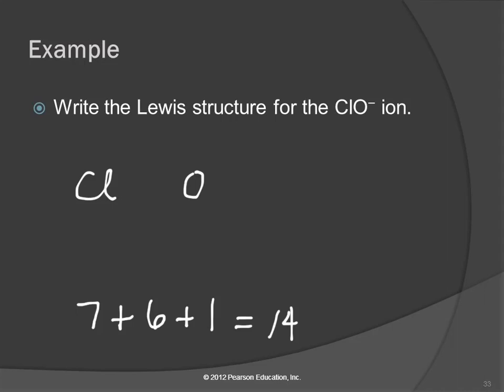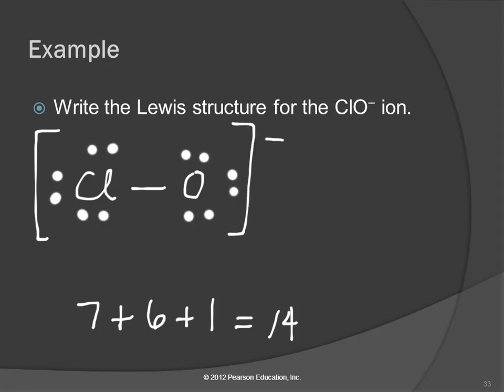So I'm going to put a single bond between the atoms, and then I'm going to distribute the rest of them. So I've got 2 with the bond, 4, 6, 8, 10, 12, 14. This time I had enough. I didn't have to make any multiple bonds. Then I'm going to put brackets around this and put a charge on it because it has a charge. Any questions?